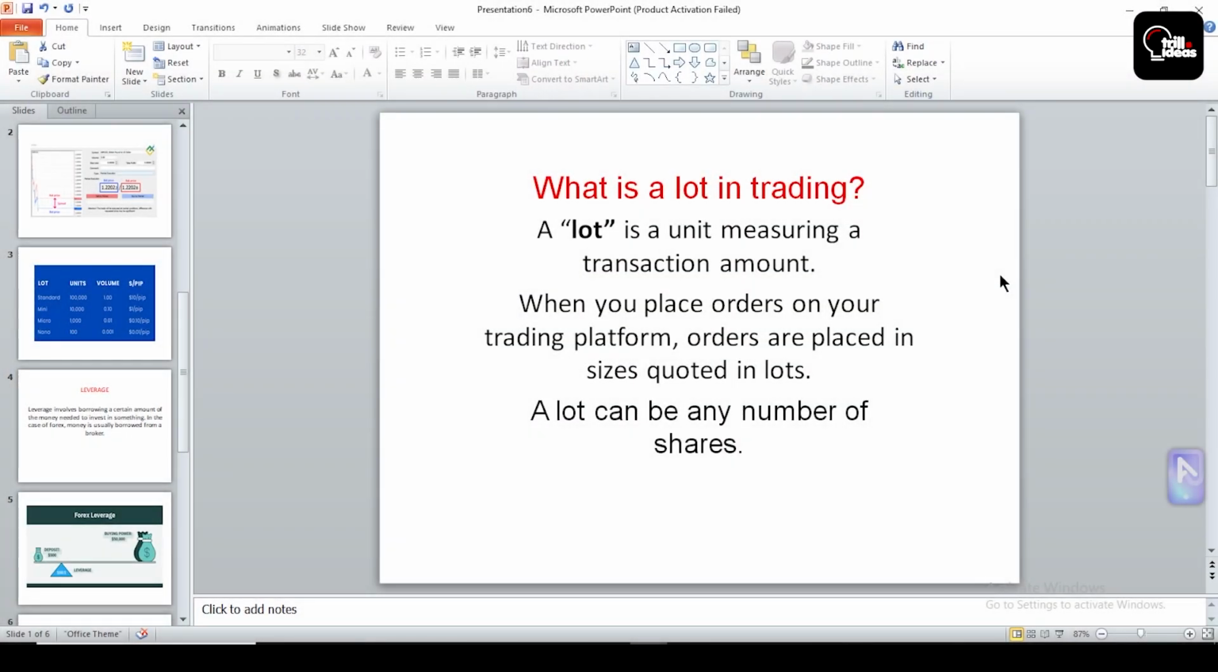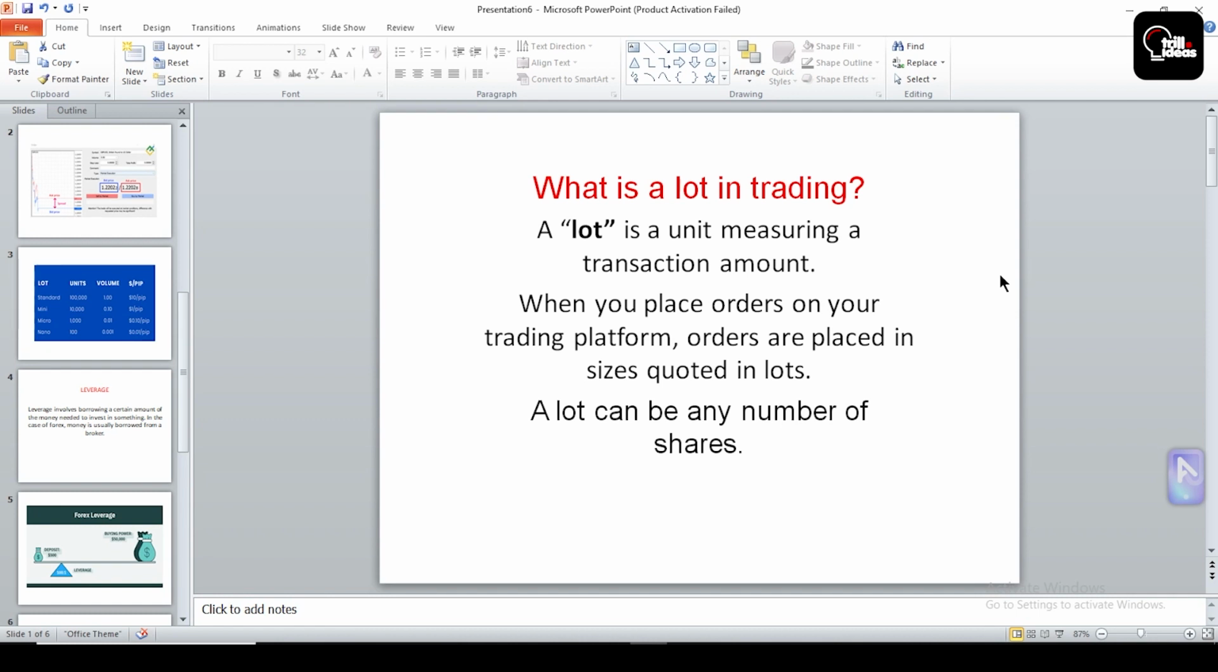In this lesson, we'll be talking about lot sizing and leveraging in the market. It is very important for you guys to know the lot size you'll be using while placing a trade and the kind of leverage you'll be selecting while trying to create your brokerage firm account. So what is lot size?